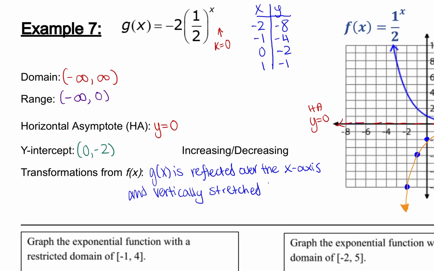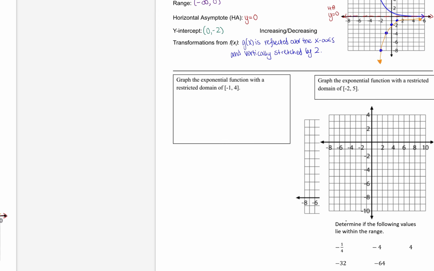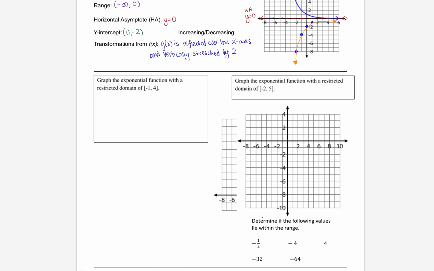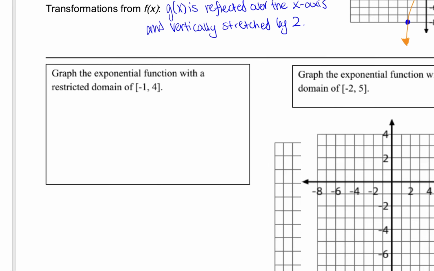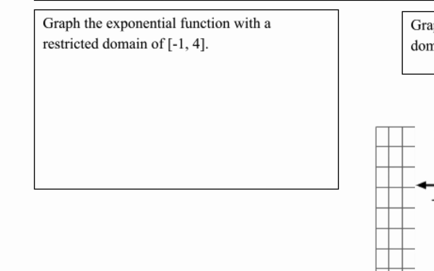Okay, moving on to the next question type. Well, for this one, we have to graph the exponential function with a restricted domain of -1, comma, 4, and this is going to be for the following function. It's going to be for y is equal to 2 to the power x, okay?